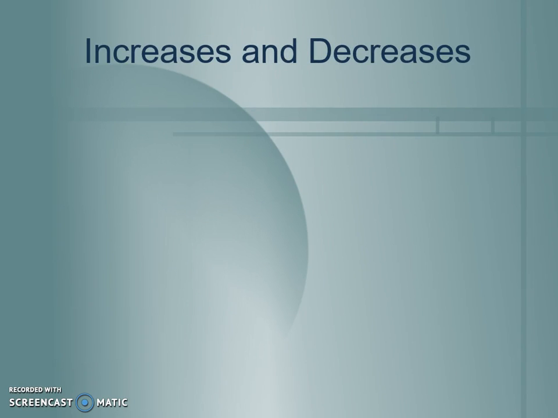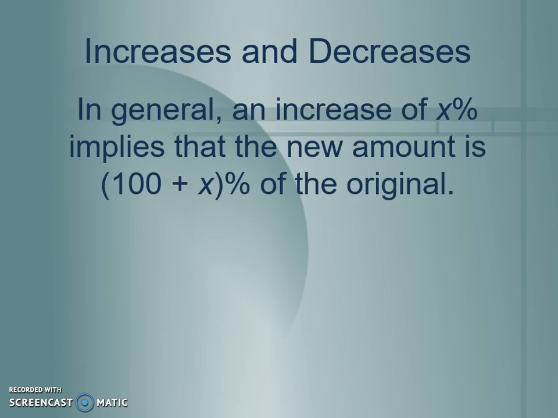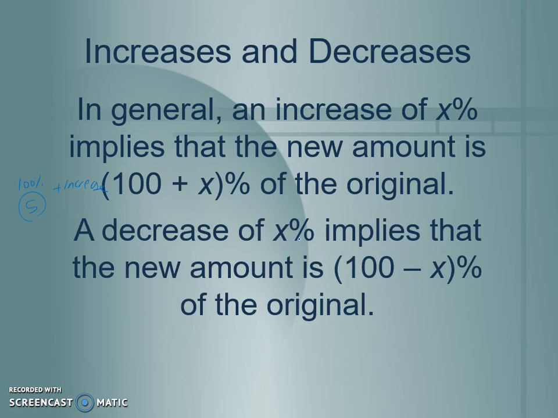So increases and decreases. In general, an increase of X% implies that the new amount is 100 plus X% of the original, because think about it. If you have $5 and you're increasing it by a percent, you have to have the $5, or your 100%, plus the increase. The decrease of X% implies that the new amount is 100 minus X% of the original.